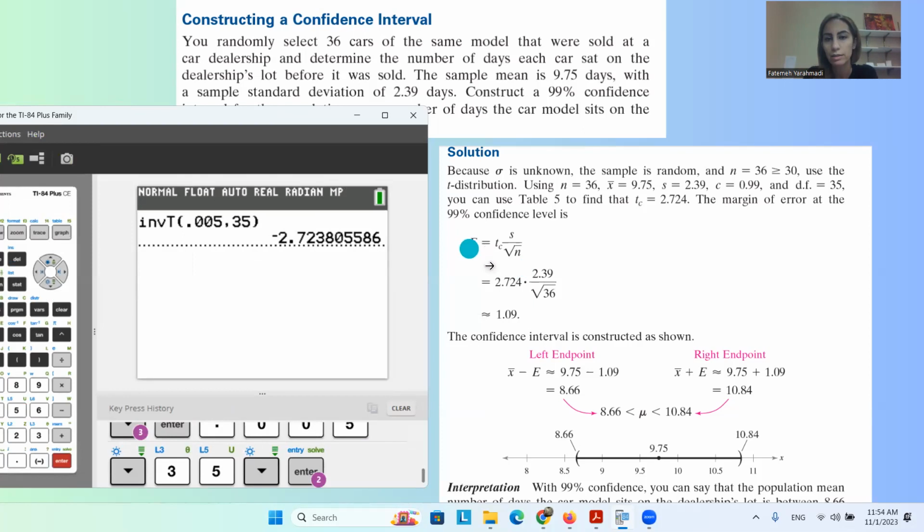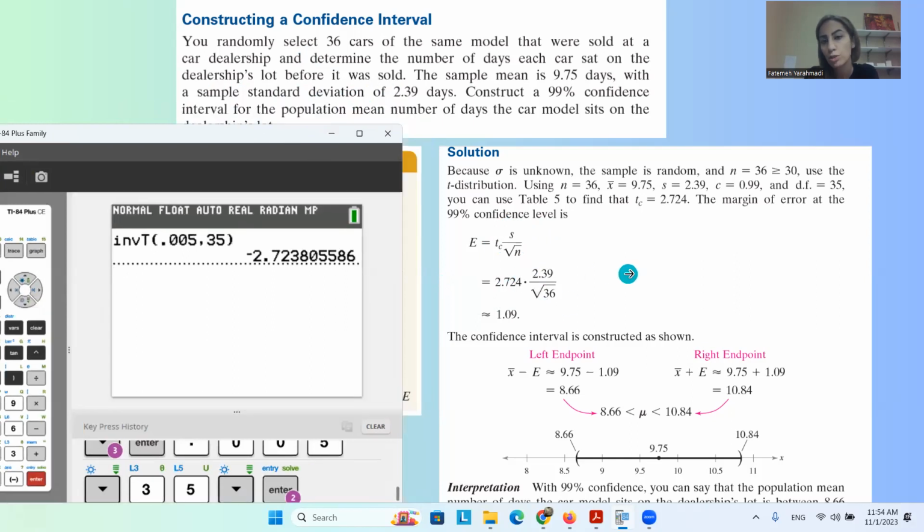But remember, you're calculating the distance. Distance cannot be negative, so we need to ignore this negative sign. T sub C is 2.724. What is s? s is the sample standard deviation, which is 2.39 days, divided by the square root of 36. 36 is the sample size. And then if you do the computation, the distance, the margin of error, is about 1 day. So again, the units that you're calculating must match the unit in the question.